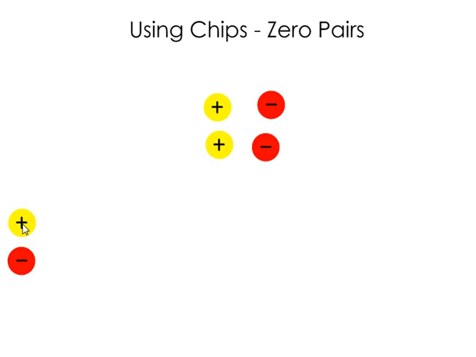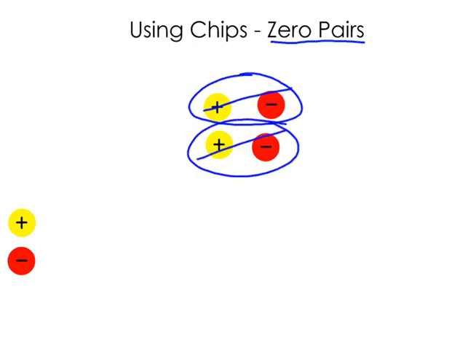Anytime that you have a positive and a negative together, that is what we're going to call a zero pair. So draw that out, label that a positive and negative together is a zero pair, and those are going to cancel because they're equal to 0. So I can do that with both of these, and all that's left on the table would be 0.